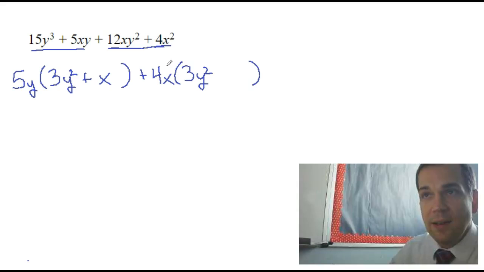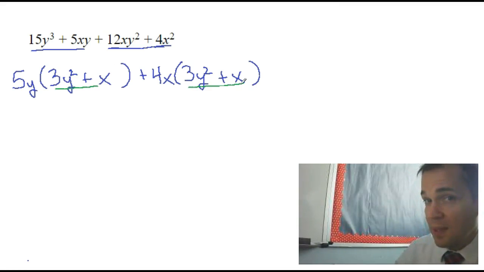Moving on to this guy. If I want to get a 4, I already got a 4. I don't need to include any more 4s. I want to get up to x squared. I've already got an x here, so I'll include an additional x. Now I'm happy to see that these are both 3y squared plus x. That means that I probably did things correctly.